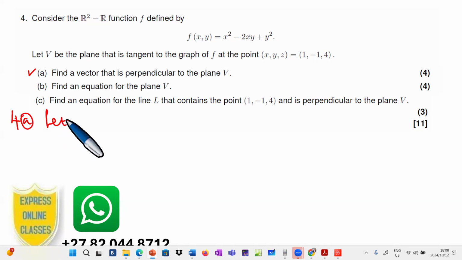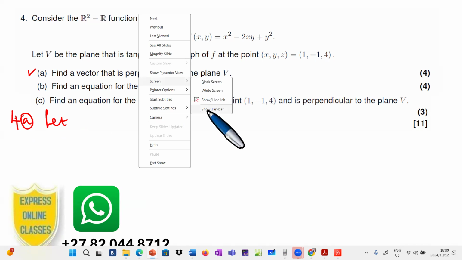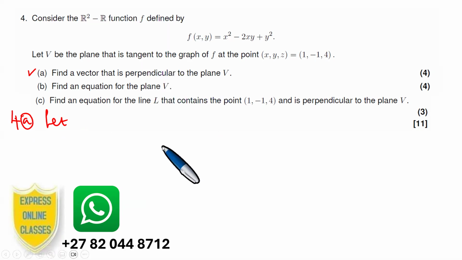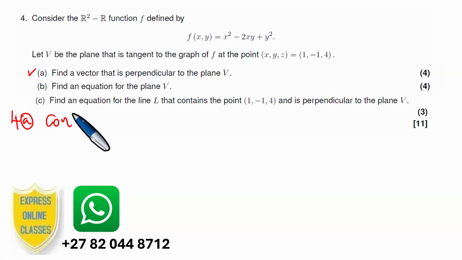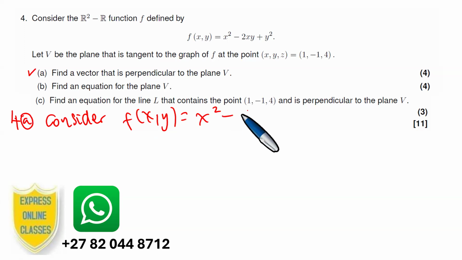So to find a vector perpendicular to a plane, let us start by considering the following. Consider the function f, which is a function of two variables: x squared minus 2xy plus y squared.